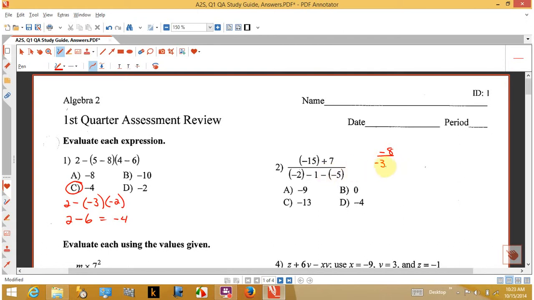And then I'll have minus this negative 5. So I'll have a negative 3 minus a negative 5. That's going to be a negative 3 plus 5, which is 2. A negative 8 all over 2. So I'm going to have a negative 4.